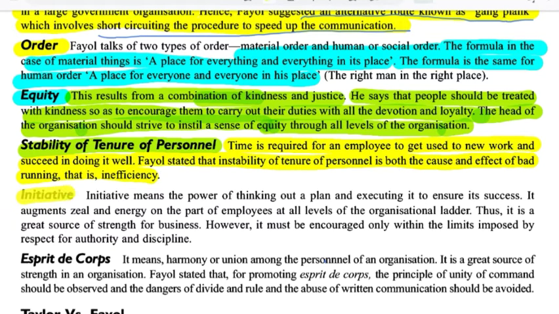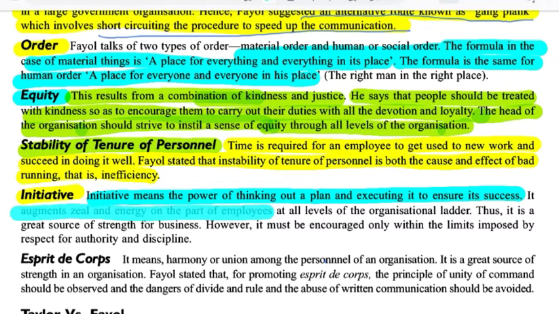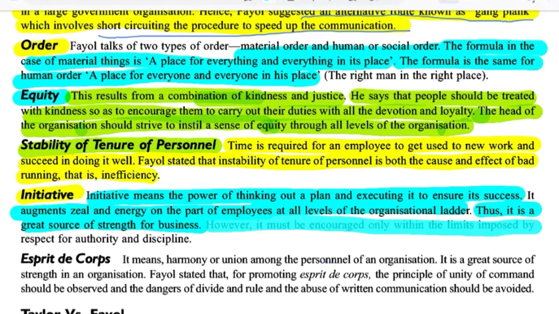Next is initiative. Initiative means the power of thinking out a plan and executing it to ensure its success. It augments zeal and energy on the part of the employee at all levels of the organizational ladder. Thus, it is a great source of strength for business. However, it must be encouraged only within the limits imposed by respect for authority and discipline. Means initiative is good to be taken, but that should be in respect of authority and discipline only.